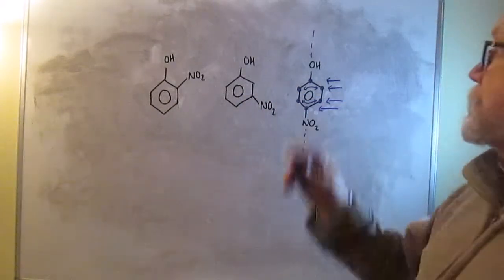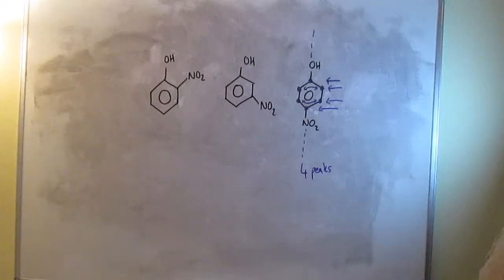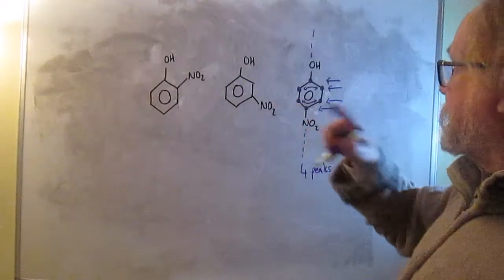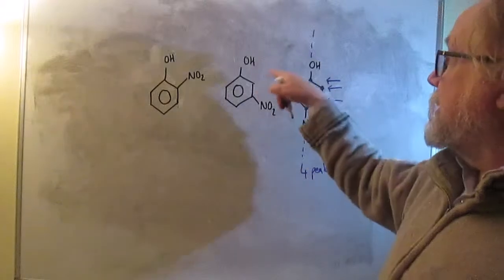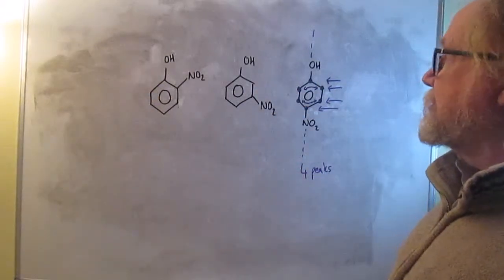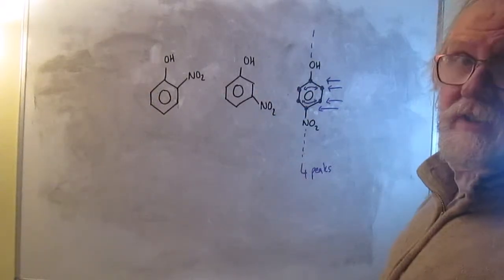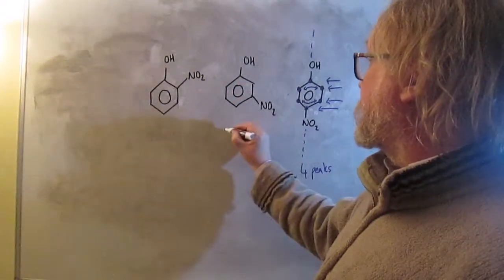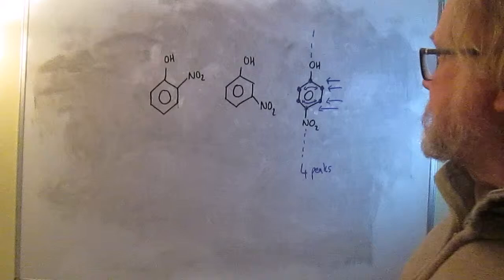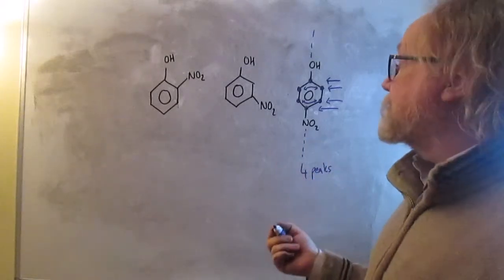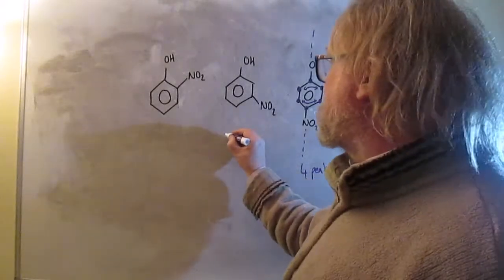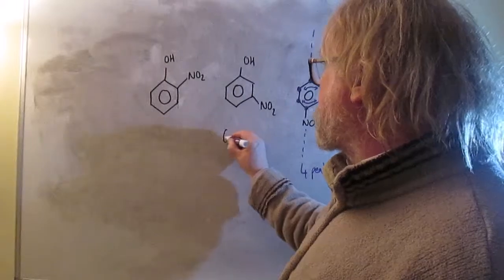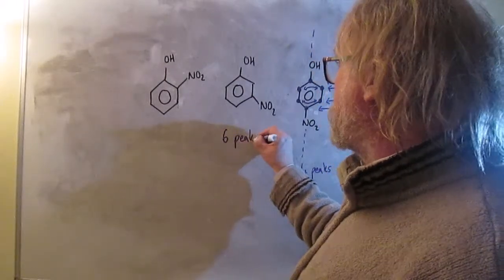Now these other two have no symmetry, okay, because OH is different from NO2, so there's no way you can draw a line of symmetry through that one, or indeed through this one. And that means that all 6 of the carbons will be different. So again, they'll all be in that aromatic region, 110 to 160 ppm, but these ones there'll be 6 of, and the same for this.